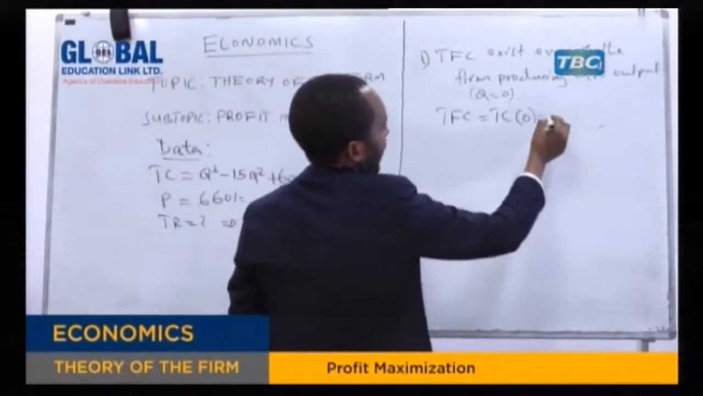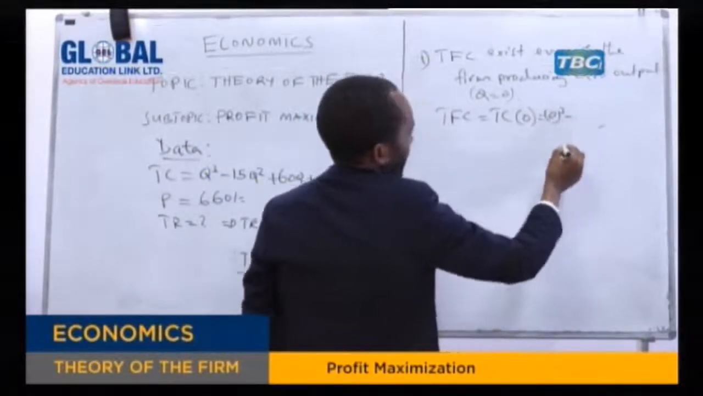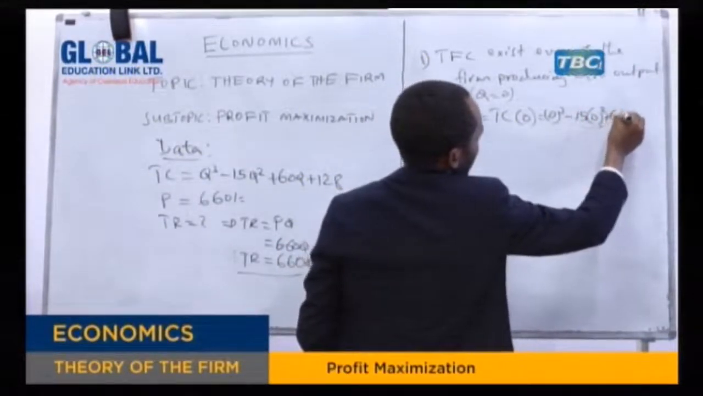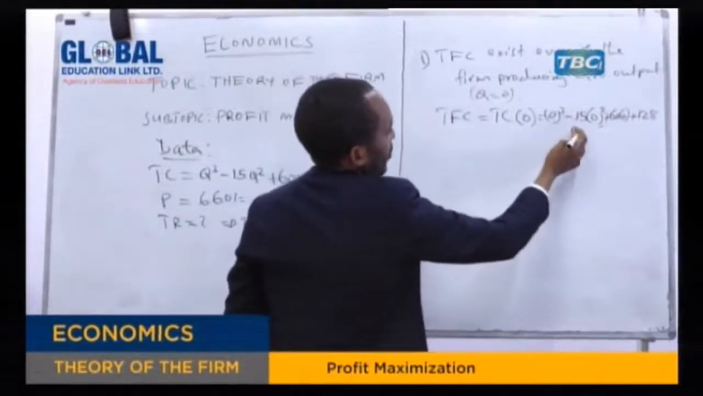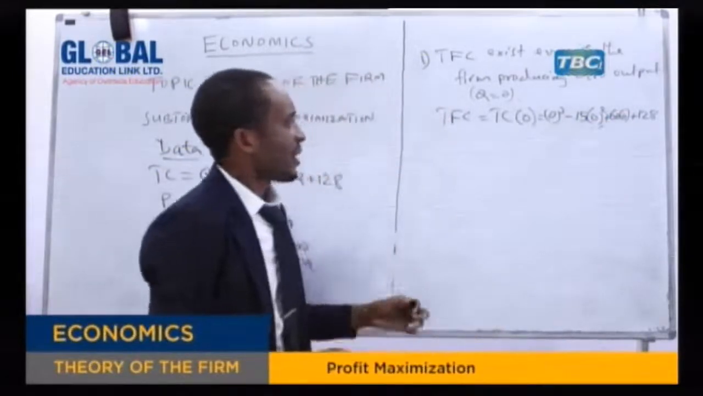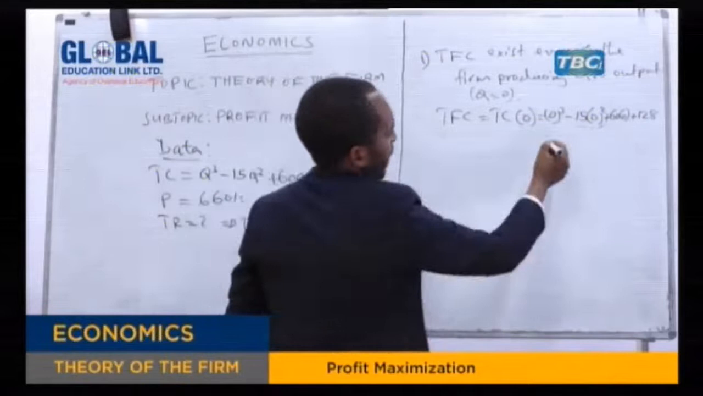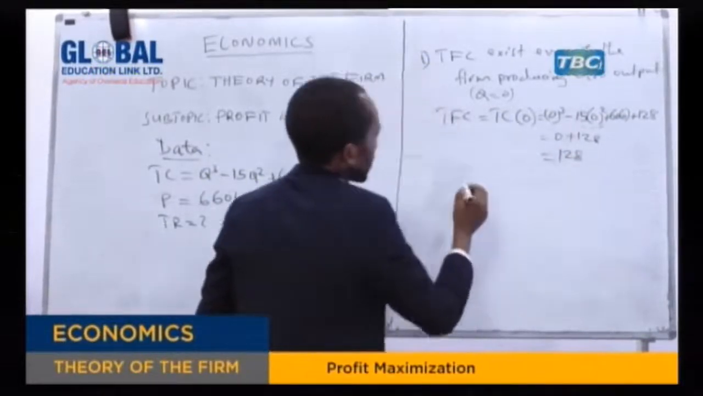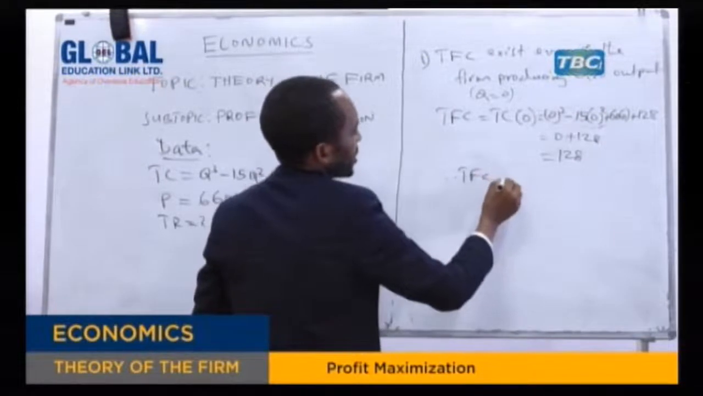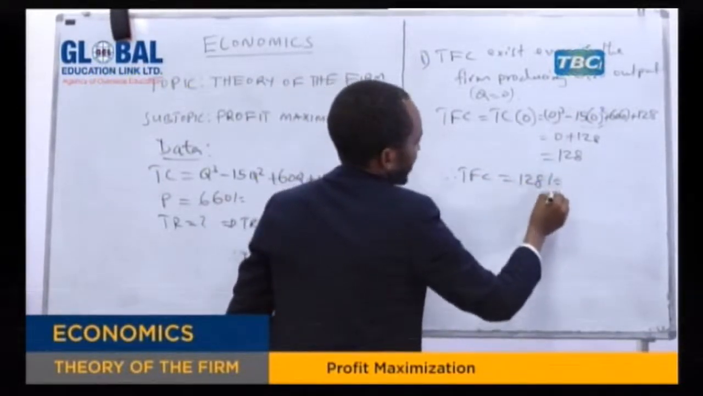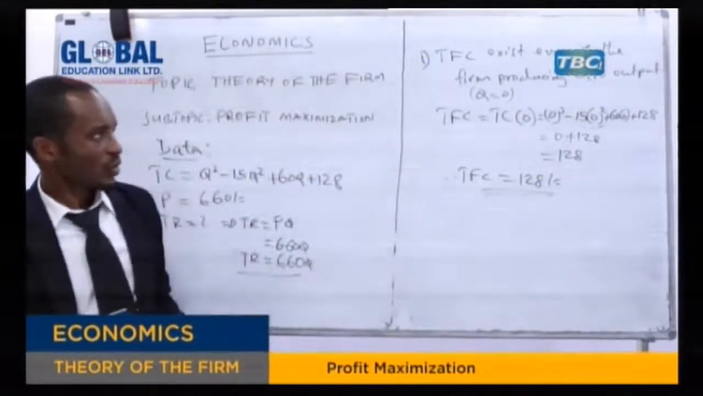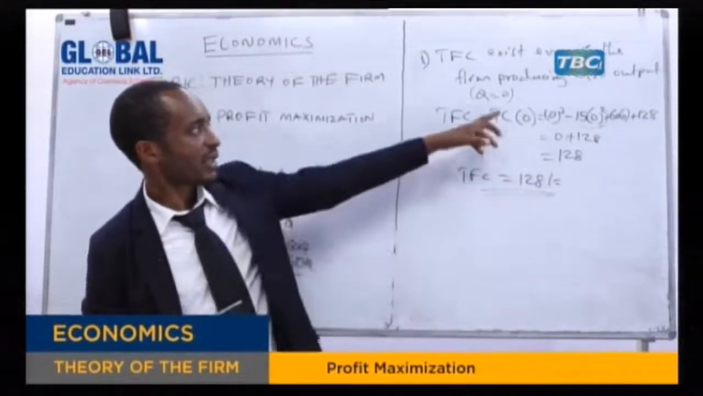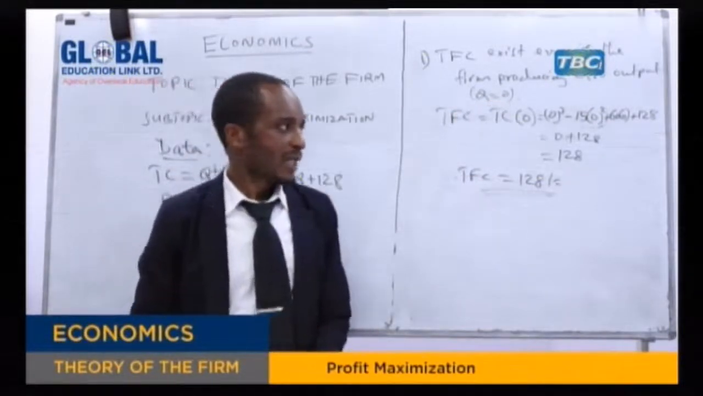So this will be equal to zero cubed minus 15 times zero squared plus 60 times zero plus 128. When you evaluate this, you get zero plus 128, which is equal to 128. So the total fixed cost will be equal to 128 shillings. For case one, the fixed cost is 128, since it exists even if output is equal to zero.